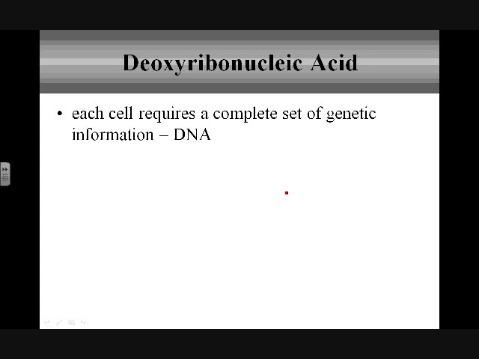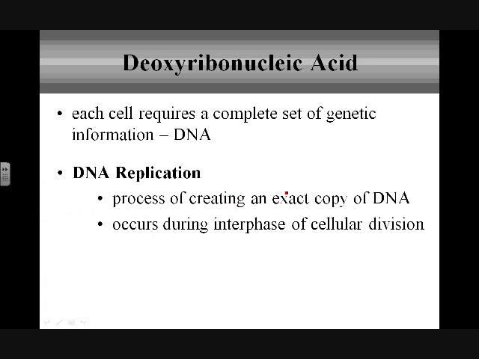It's important to also point out the fact that each cell needs a full set of genetic information, needs a full set of DNA, and the reason for that is that each cell needs to be able to create its own proteins for metabolism, or that are needed for other processes in the cell. So it's important that each cell has its own set. In order to accomplish that, a process called DNA replication occurs. And I think it's pretty simple to understand, replicating to copy. So it's copying the DNA.